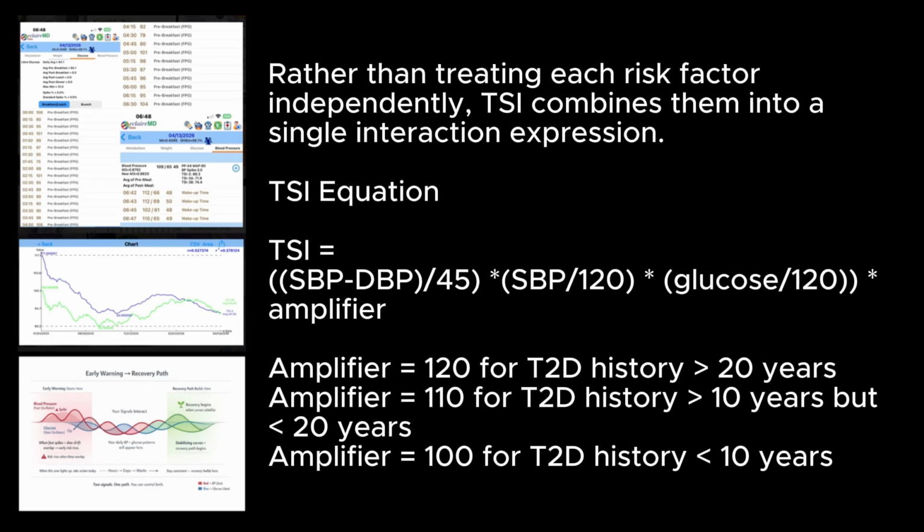TSI equation: TSI equals SBP/dBP/45 * SBP/120 * glucose/120 * amplifier. Amplifier equals 120 for T2D history greater than 20 years. Amplifier equals 110 for T2D history greater than 10 years but 20 years or less. Amplifier equals 100 for T2D history of 10 years or less.